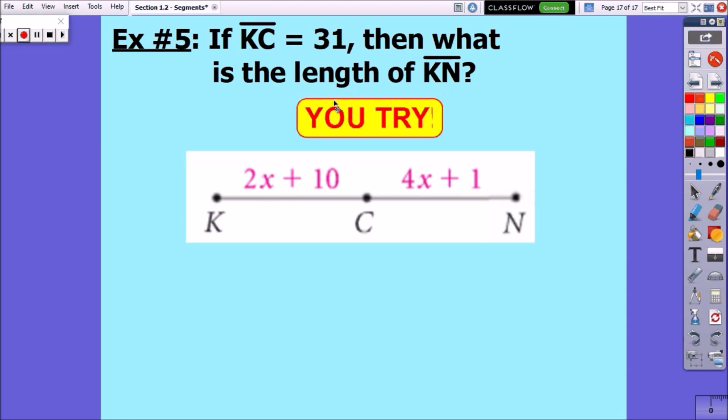Okay? So see if you can put together those pieces to set up an equation, to solve, and then ultimately in the end tell me how long is segment KN.